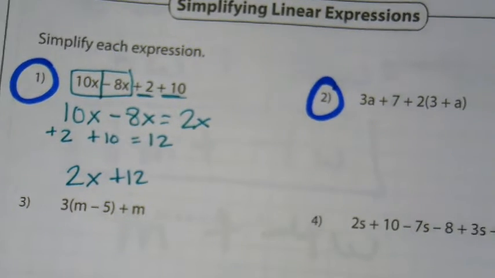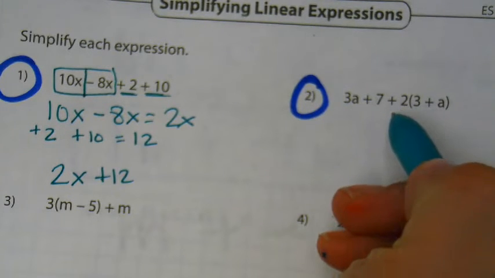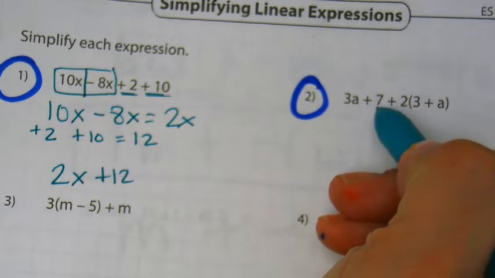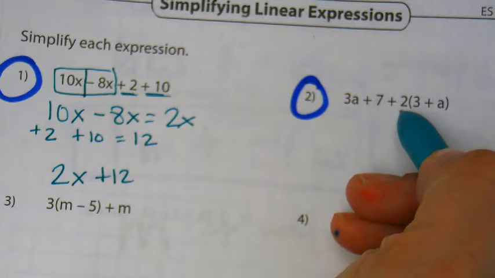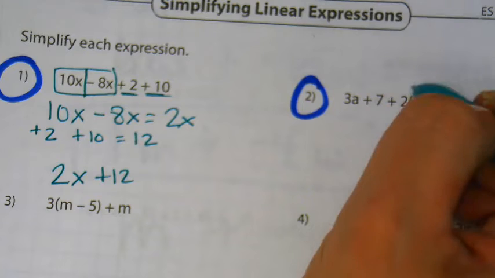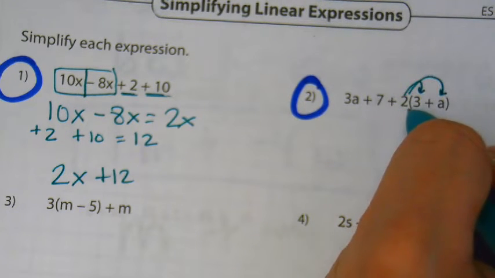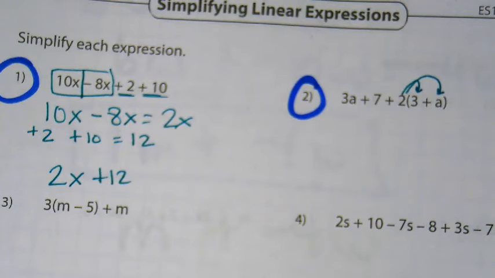All right, number 2. What am I going to do first? Parentheses. Okay. So some of my students did 7 plus 2 here. And it's like, can I do 7 plus 2? No, the reason I cannot is because the 2 is attached to this parentheses. So you see how the 2 is attached to the parentheses? That means I have to do this first. Do not add 7 plus 2. That's a number 1 mistake I saw.